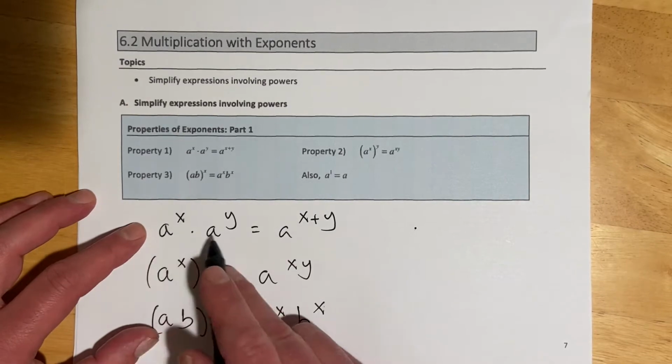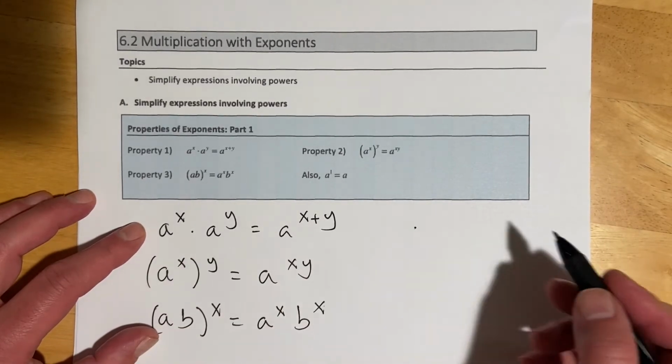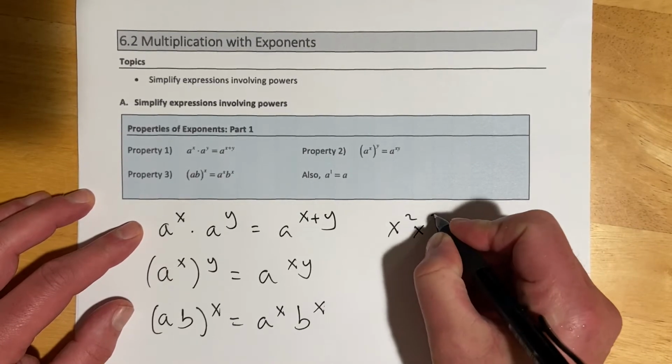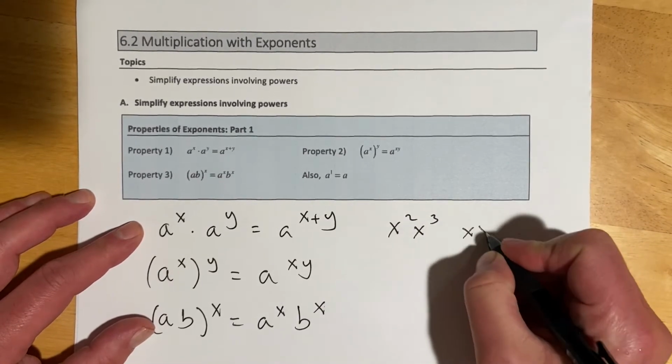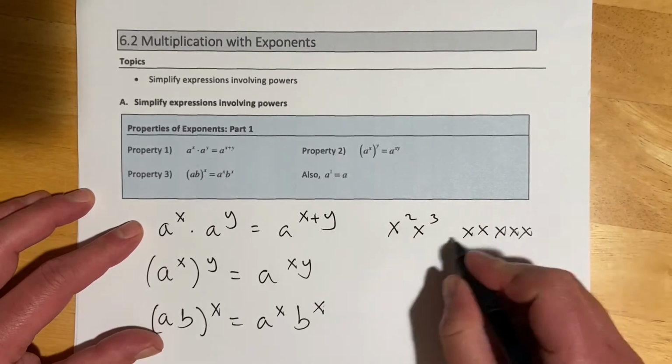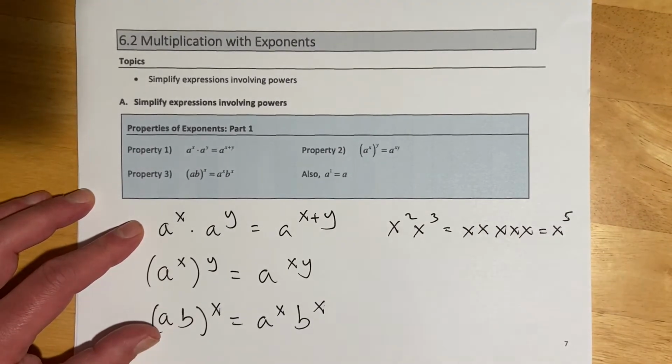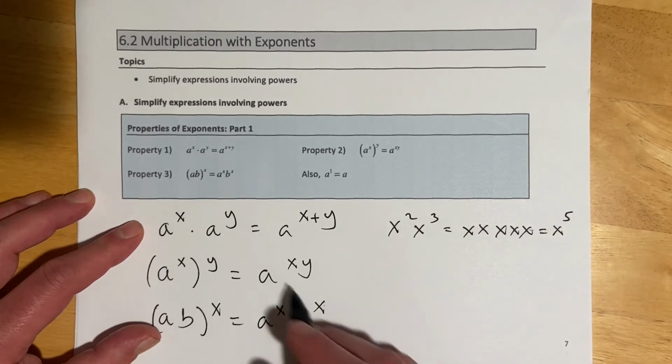Property one says if we're multiplying exponents, we would add them. The reason for that is if we have something like x squared times x cubed, that's really saying we have 2 x's and 3 x's, and there's that repeated multiplication. So that would be x to the fifth because there's 5 x's.